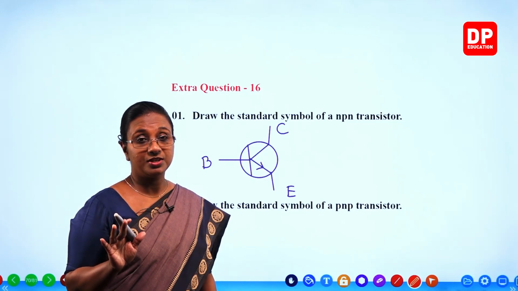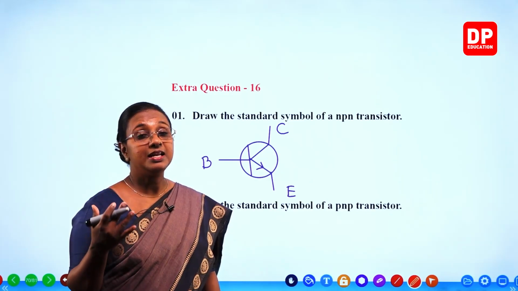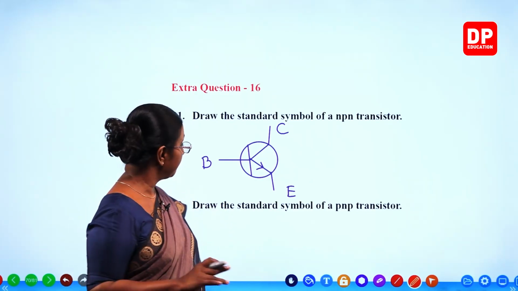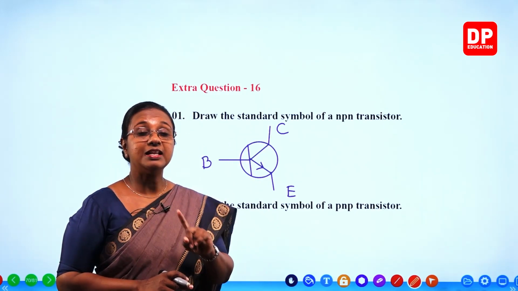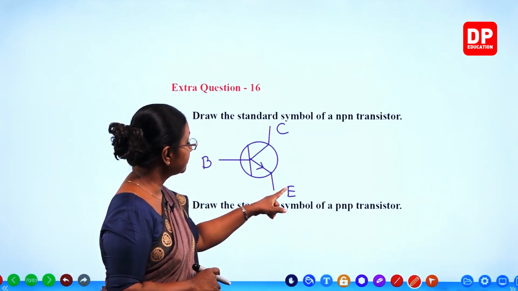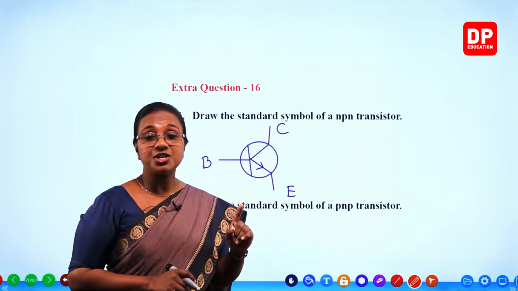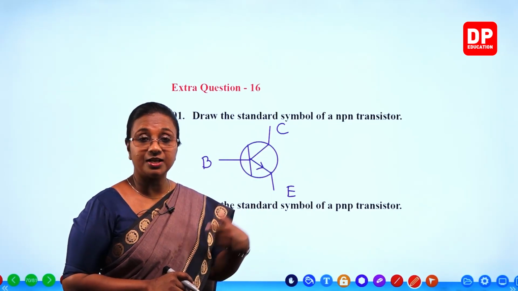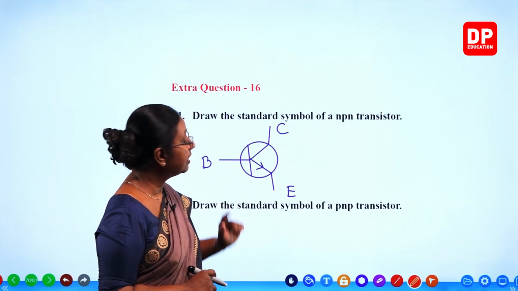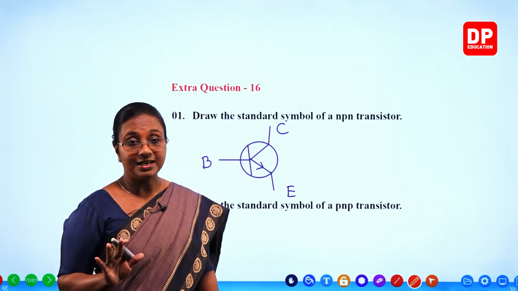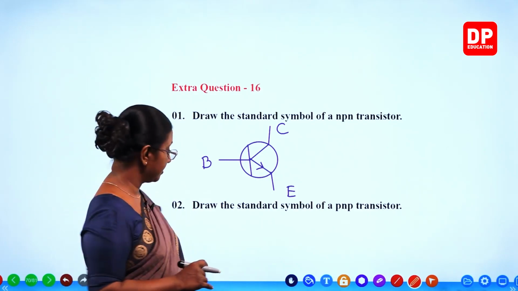I have told you all these, students. Without just memorizing the symbol, if you understand what happens, it's easier. So remember, this is an NPN transistor. N means negatively charged electrons. Electrons are the charge carriers that flow from emitter and base to collector, and conventional current flows in the opposite direction, positive to negative, so collector and base to emitter. The arrowhead points outwards. Is that clear? So that is the standard symbol of an NPN transistor.